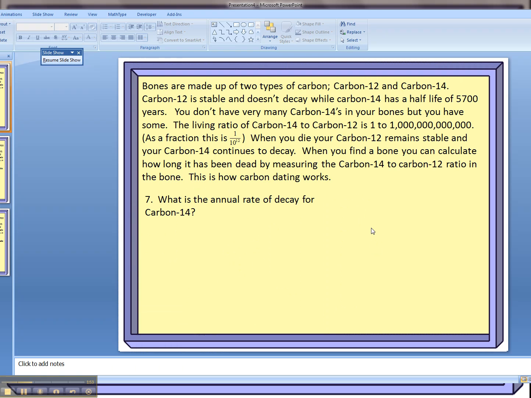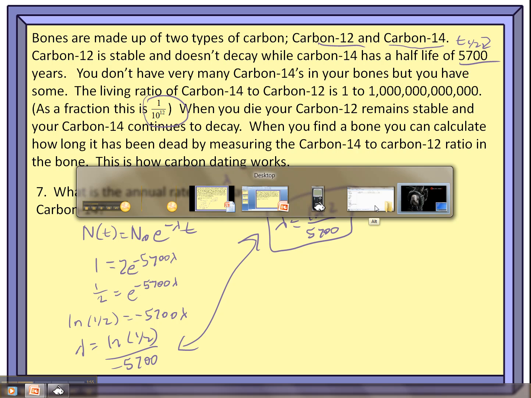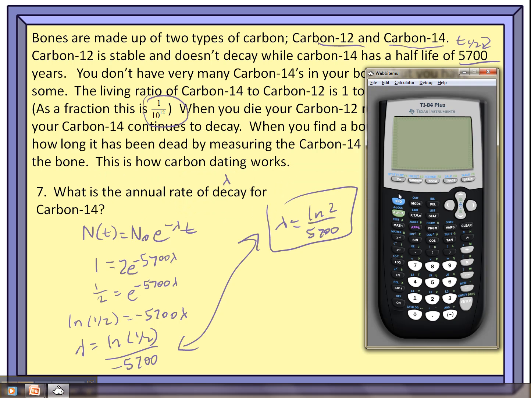Anyway, let's pull up this calculator here, and type this in. Natural log 2 divided by 5,700. We get this little old bitty number, and let's just go ahead and store that. Let's store it as, hey, C for carbon. That sounds good. So now whenever I need that decay rate, I'll just type in alpha C.